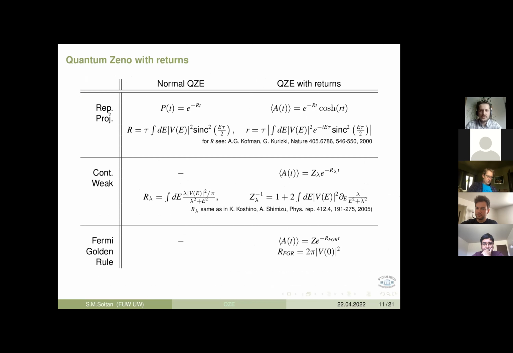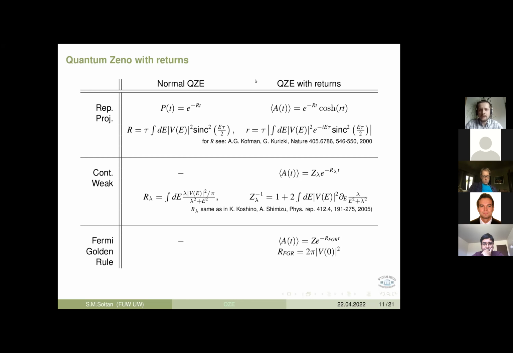And if we do this analysis for repeated projective measurements, then we find that indeed there is some relation. We have some probability of the series of positive results. This is an exponential function. The specific decay rate is taken from the literature, and tau is, of course, the time between measurements.